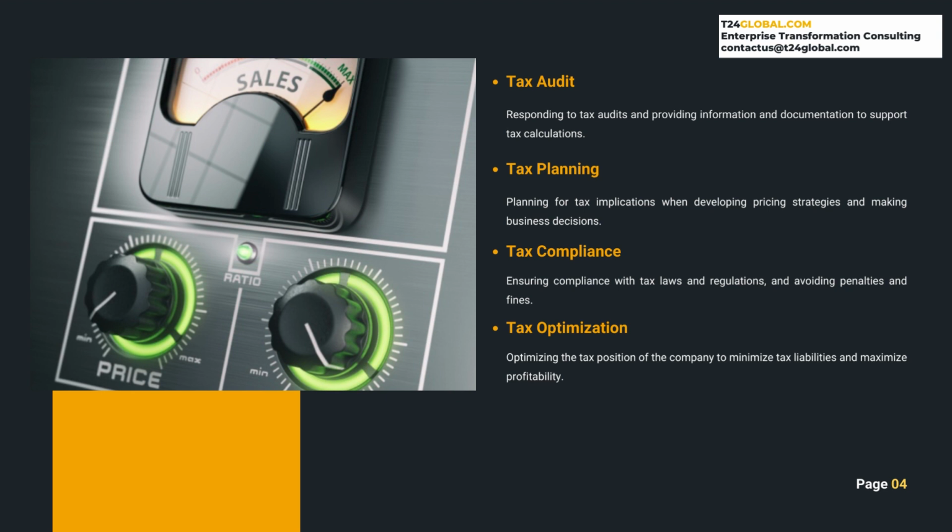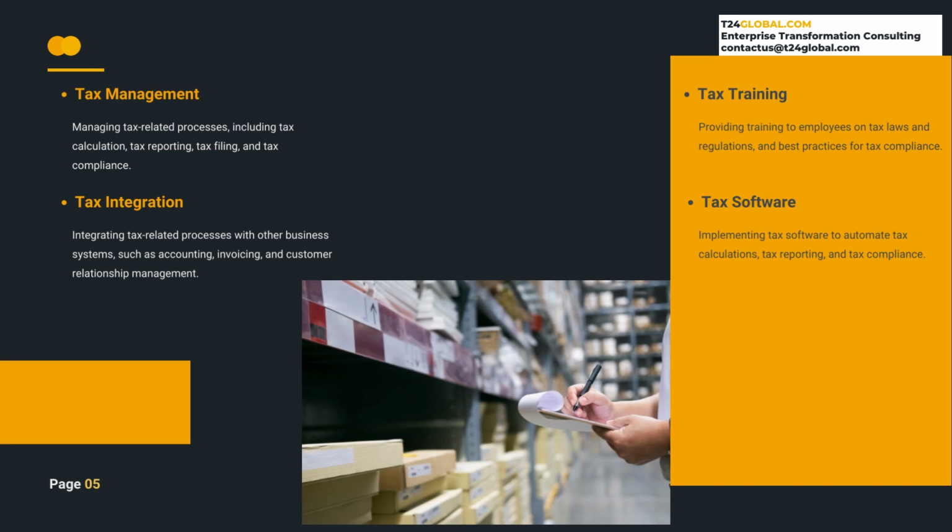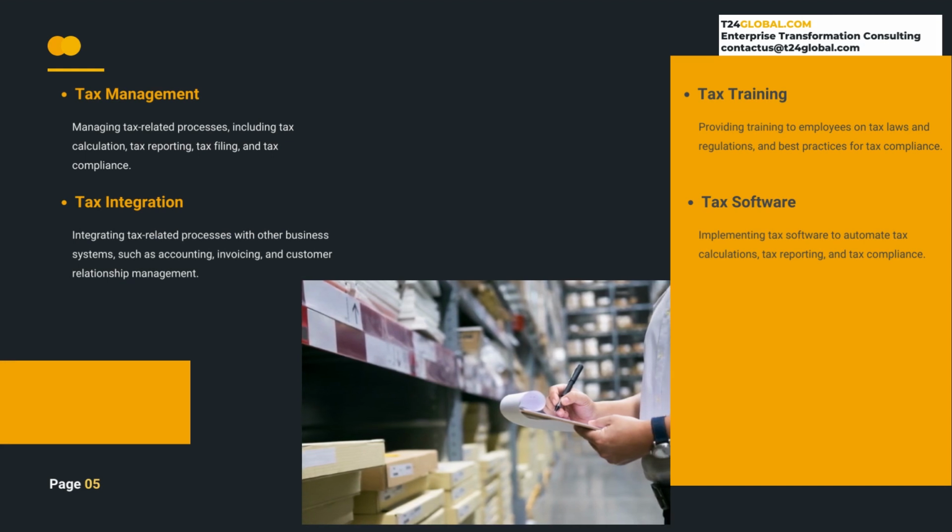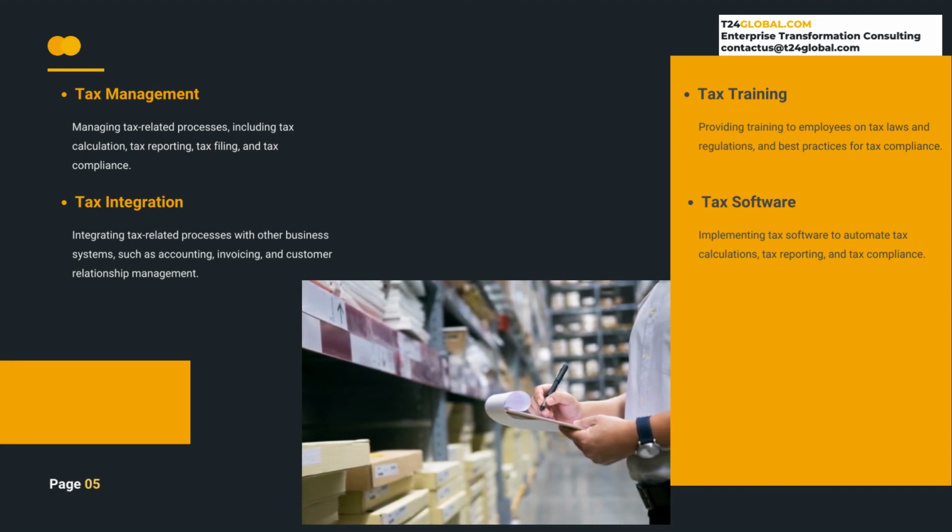Tax optimization. Optimizing the tax position of the company to minimize tax liabilities and maximize profitability. This involves analyzing the tax laws and regulations and developing strategies to minimize tax liability. Tax management. Managing tax-related processes, including tax calculation, tax reporting, tax filing, and tax compliance. This involves overseeing the various tax-related processes and ensuring they are carried out accurately and efficiently.